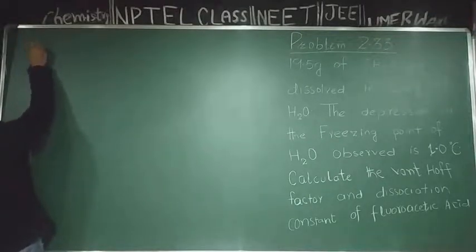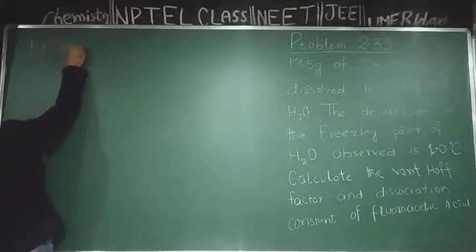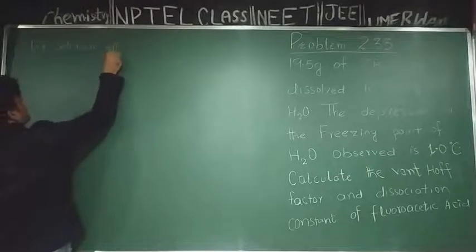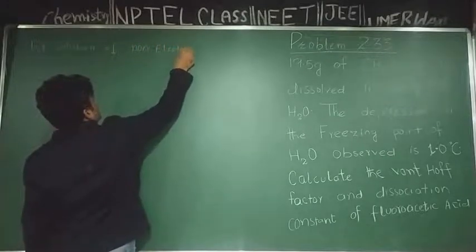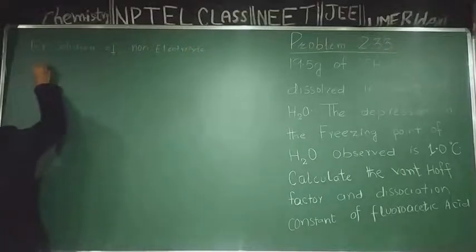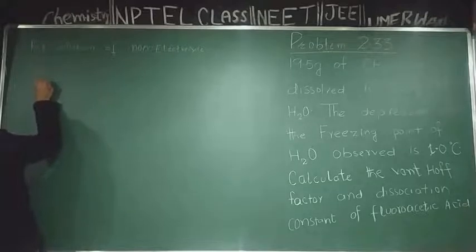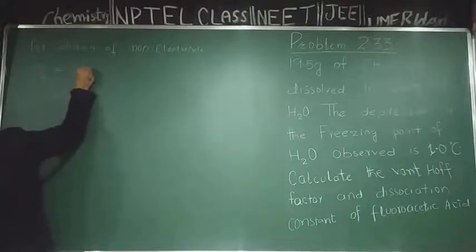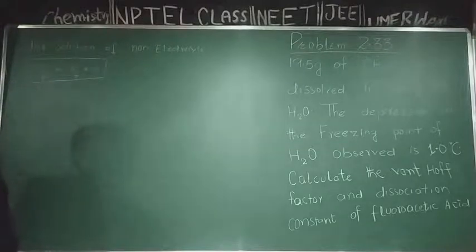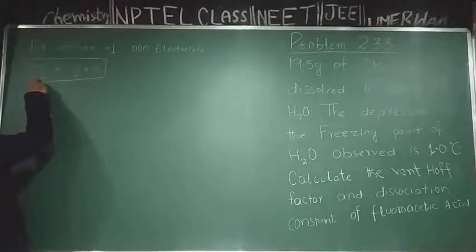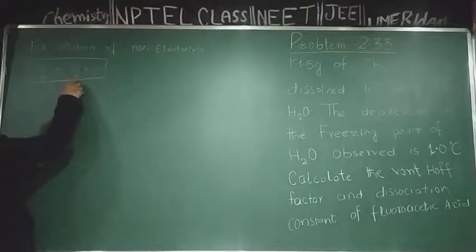For solution of non-electrolytes, if solute is non-electrolyte, expression for depression in freezing point is delta TF is equal to KF into M. This is depression in freezing point, that is difference between freezing point of pure solvent and freezing point of solution. This is molar depression constant. This is molarity of solution.